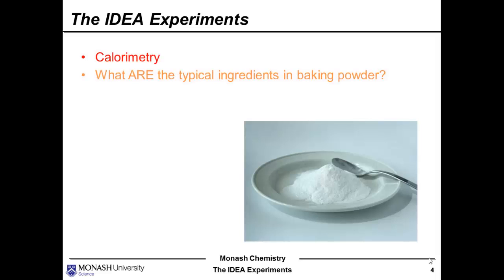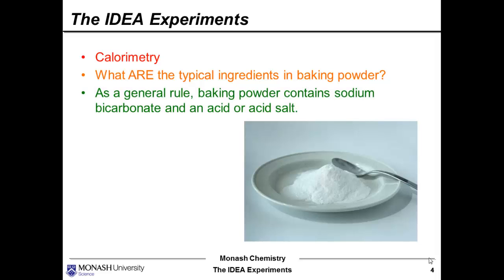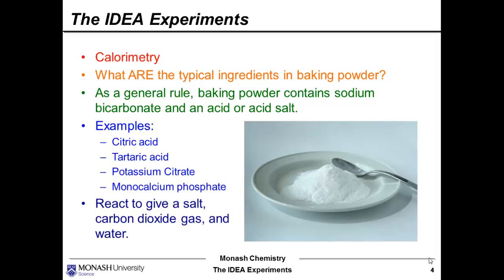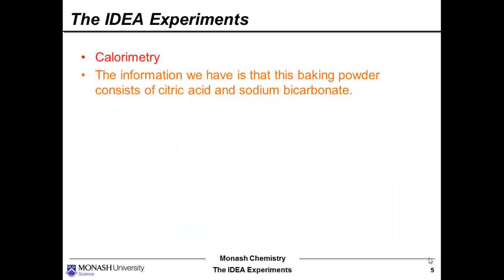Baking powder. What are the typical ingredients in baking powder? As a general rule, baking powder contains sodium bicarbonate and an acid or some kind of acid salt. A few examples might be citric acid or tartaric acid, or some of these acid salts such as potassium citrate, monocalcium phosphate. There is a large range of these acids and acid salts. Most importantly, they all react with sodium bicarbonate to give a salt, carbon dioxide gas, and water. The information we have is that our baking powder consists of citric acid and sodium bicarbonate.